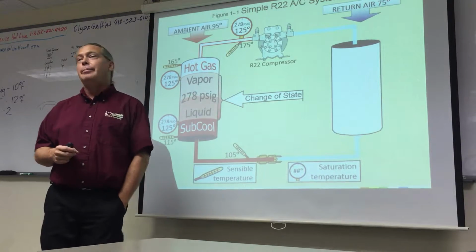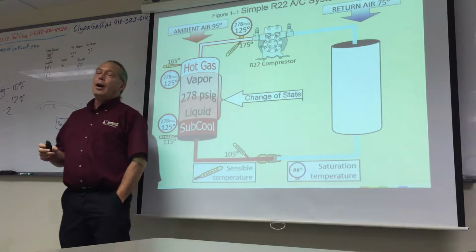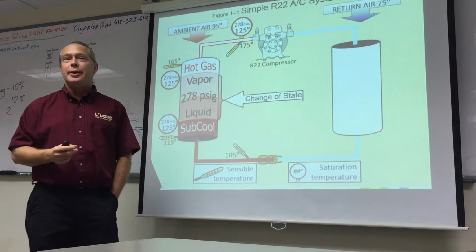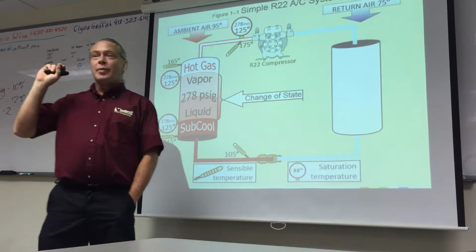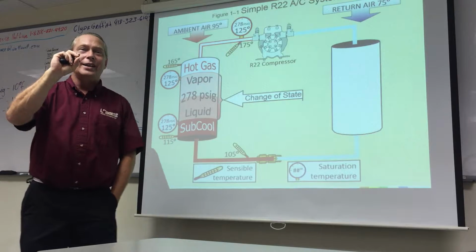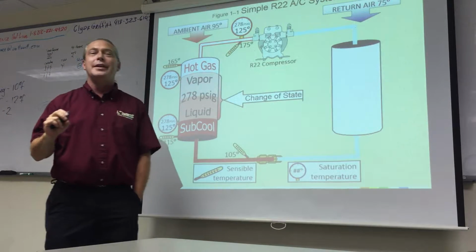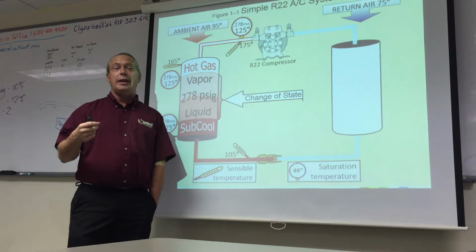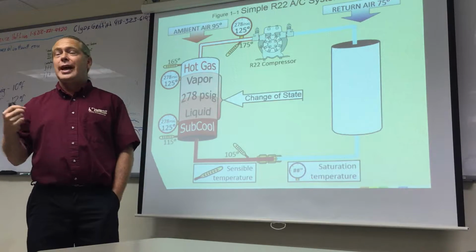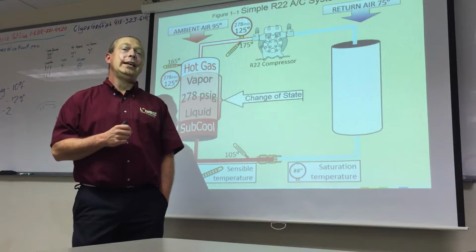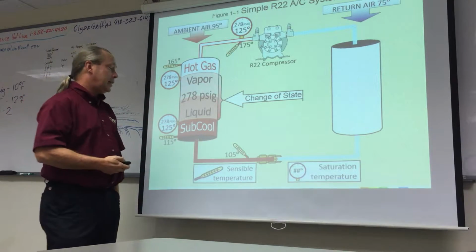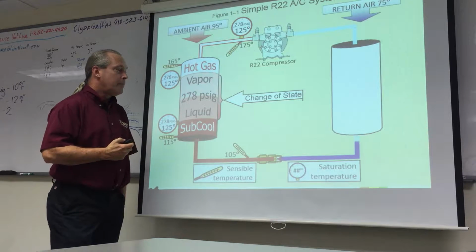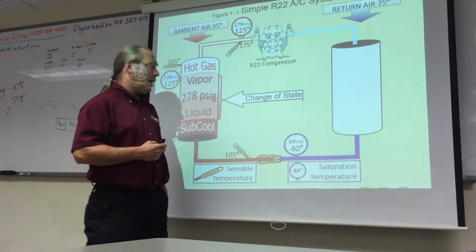The metering device can be any number of applications. It can be a capillary tube. It can be a little bullet-like device with the tiniest little hole in it. It can be an AXV, or automatic expansion valve, a TXV, a thermostatic expansion valve, or an EEV, an electronic expansion valve.